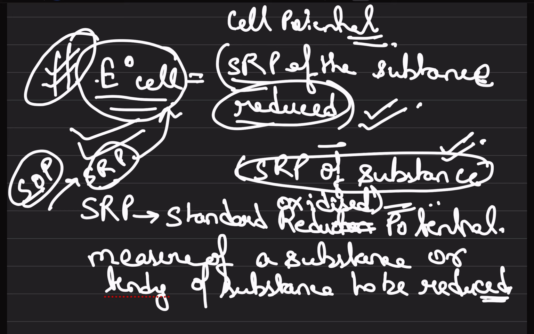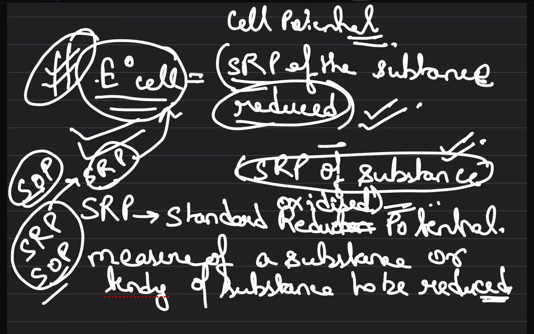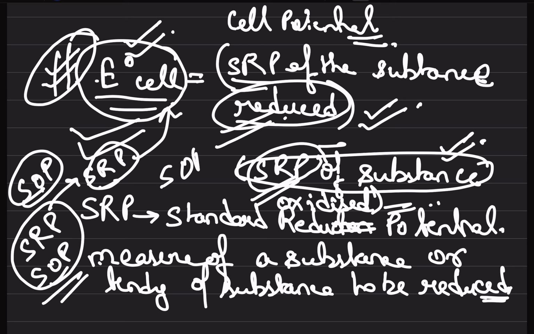As we have previously seen, there are two types of potential: standard reduction potential and standard oxidation potential. But we have to remember that while finding the E naught cell, we have to see the standard reduction potential of the substance which is reduced, and also the standard reduction potential of the substance which is oxidized, not the standard oxidation potential. We will change it to standard reduction potential, and then we will find the E naught cell.